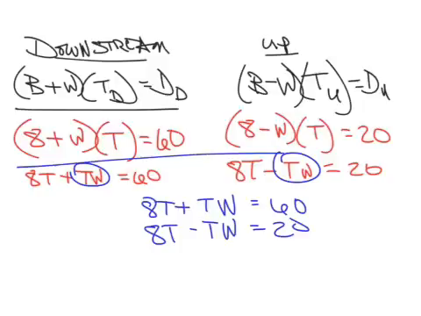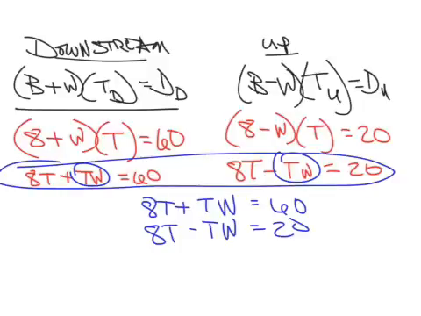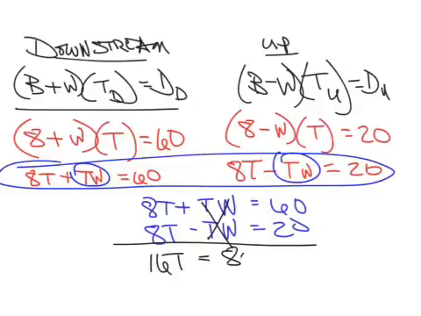So what we're doing is we're putting these two together, and we're eliminating both the t and the w here and here. That's our goal, so that we only have one variable, t. So when we add, these are going to go away. So we have 16t equals 80. And when we do the math, we get t equals 5. So 5 hours on the river.